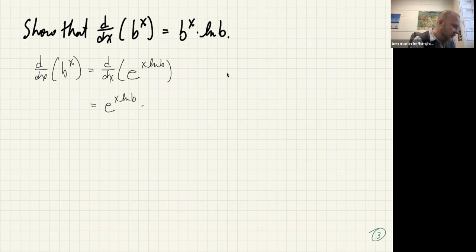But then you have to use the chain rule and take the derivative of x ln b. Remembering ln b is just some constant, we're taking the derivative of x to get 1, and we get just this ln b floating out there. Once you've got that, though, you have to remember that e to the x ln b is really b to the x. And so that's where that formula comes from.